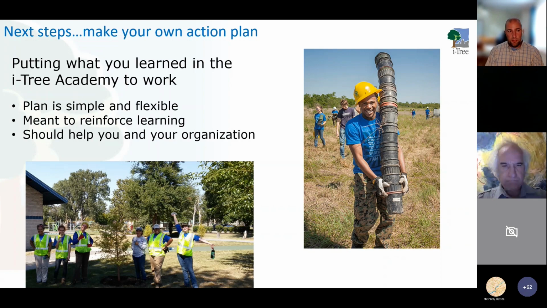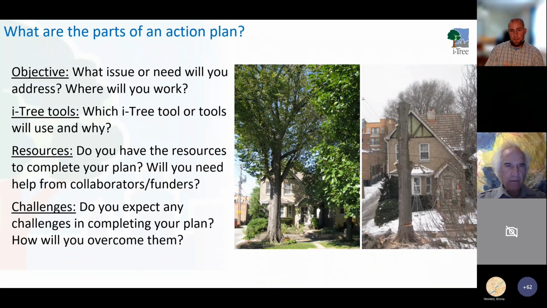I just want to take a minute or two real quick to wrap up here. I know we're right at the top of the hour. Next steps for you, the homework for this time, is to put together your own action plan. When we say action plan, we just want you to take everything you've learned and put it down on paper. So if you're thinking about possibly using iTree, put it down on paper so that you know which tools you were thinking about using and how you wanted to use them. We think it can help reinforce your learning and also provide a little bit of a blueprint for next steps for you and your organization.